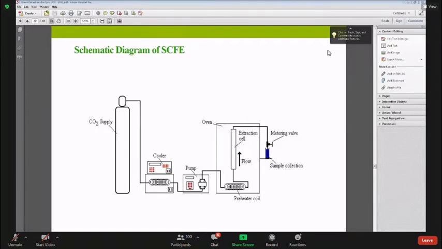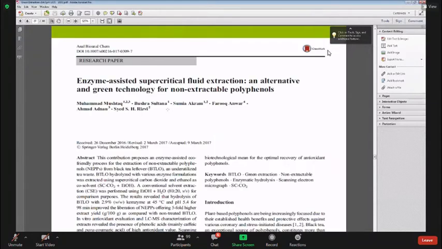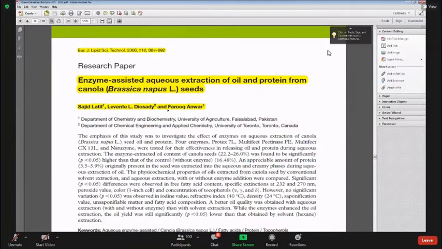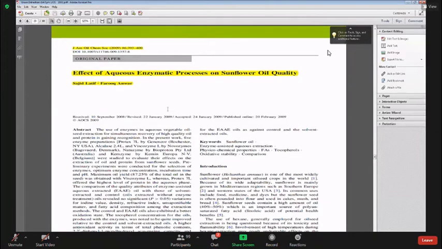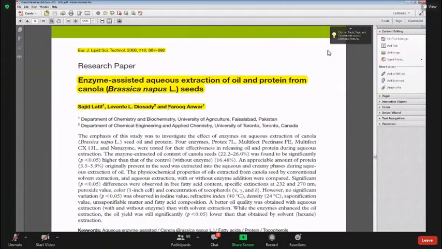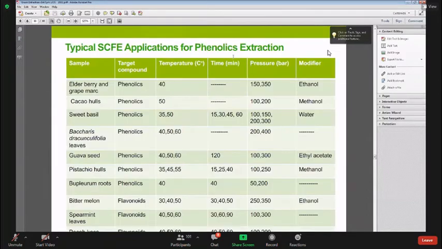Anyway, we are continuing. Here in this table, you can see typical extracted phenolics. You can see the different conditions of temperature, time, and pressure which are applied. Solvents such as ethanol and water can be used as modifiers to improve the properties of the carbon dioxide when we are using it as supercritical carbon dioxide.